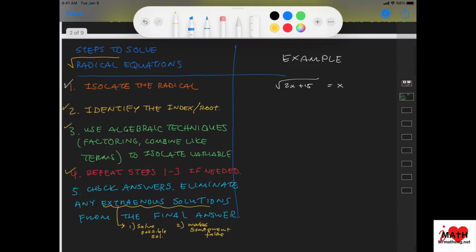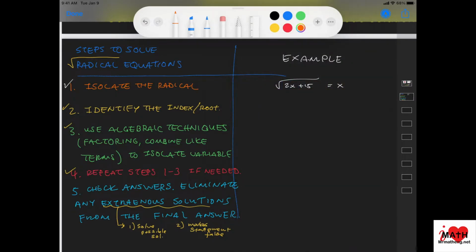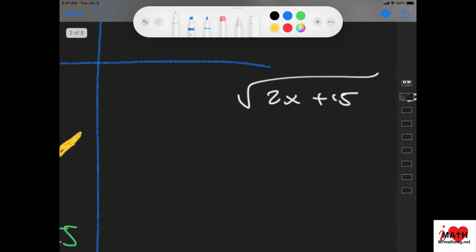So let's go ahead and apply these techniques to this example over here. The square root of 2x plus 15 equals x. All right, let me grab orange. The first thing I'm going to do here is isolate the radical. What that means is that there is nothing in front of or behind the radical sign, okay? So step number 1 is completed. Number 2, we need to identify the index or root, and that is right here, which is a 2.